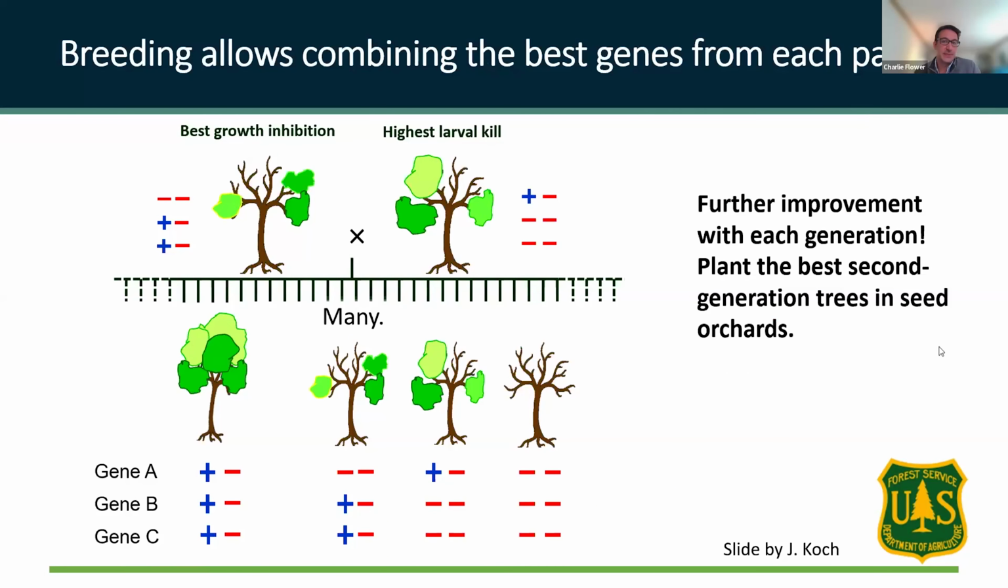So the breeding allows us to combine the best genes from each parent. We might be able to take the trees that exhibit the best growth inhibition of emerald ash borer, and cross those with the ones that have the highest larval kill, right? And so over time, we're able to stack these different genes, and we can further improve this selection with each generation. So we're planting out the best second generation trees in seed orchards. And we're conducting these activities with American elm as well.